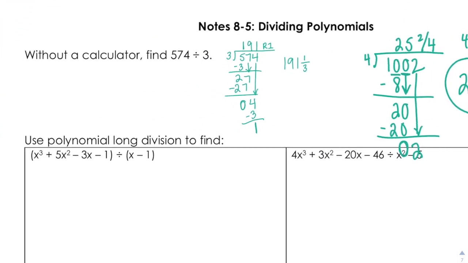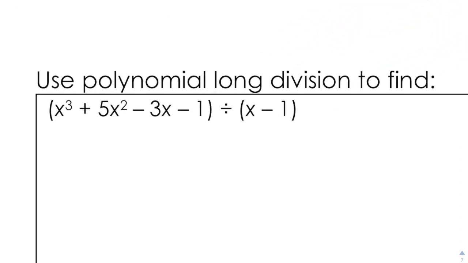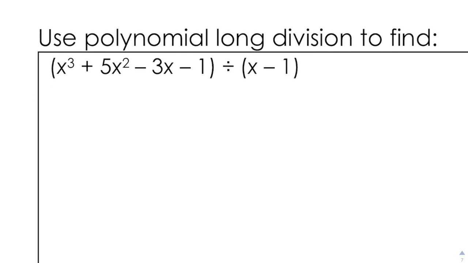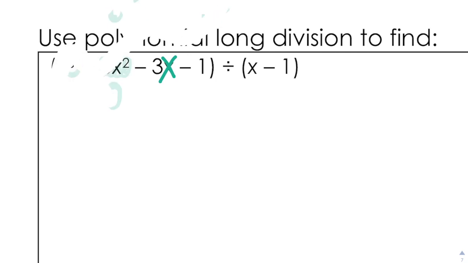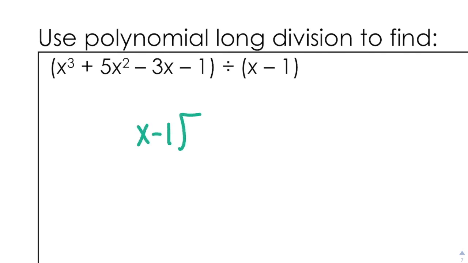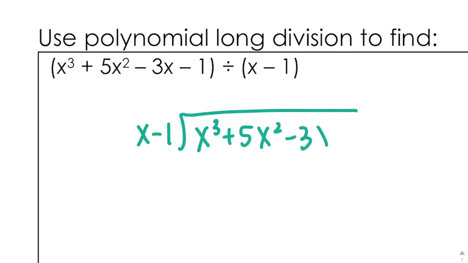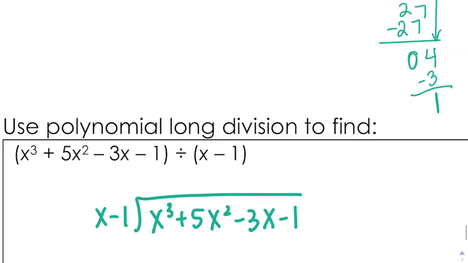So taking a look at this first problem, I have x cubed, x squared, x, no x, divided by x minus 1. Now, if I had this gone and I just had x cubed and I jumped from x cubed to x, I would need a placeholder right there. That's like saying 102 instead of 12. So I would have to put something right there, but I don't have that in this problem. The first one's set up pretty nice. So I have to find out how many times does x minus 1 go into x cubed plus 5x squared minus 3x minus 1.